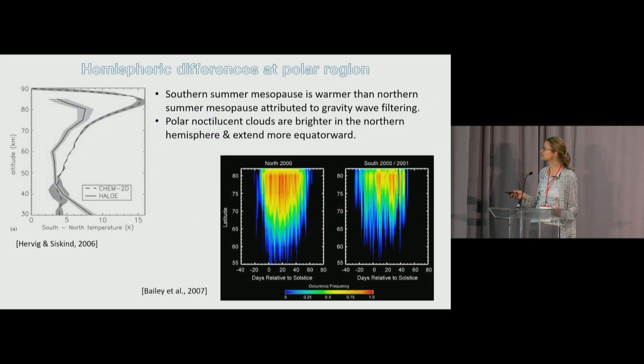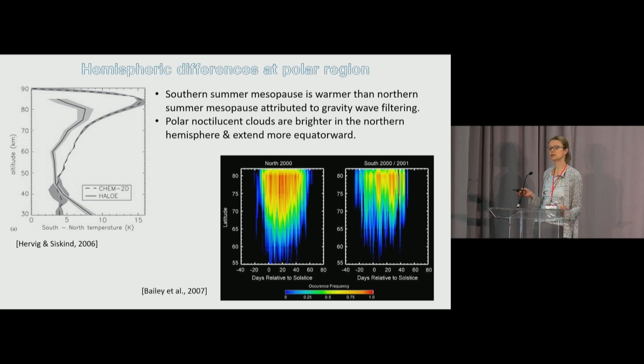Already mentioned this. I think that the temperature in the polar mesopause in the north is colder than in the south. This is shown here from data. This is the difference between the south and the north here. And this has implications. I mean, this is probably due to different backgrounds, and that gravity waves are filtered differently.